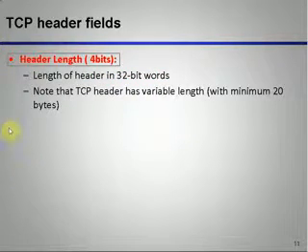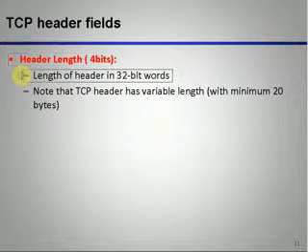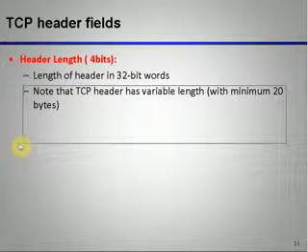Header length, 4 bits. Length of header in 32-bit words. Note that the TCP header has variable length, with a minimum of 20 bytes.